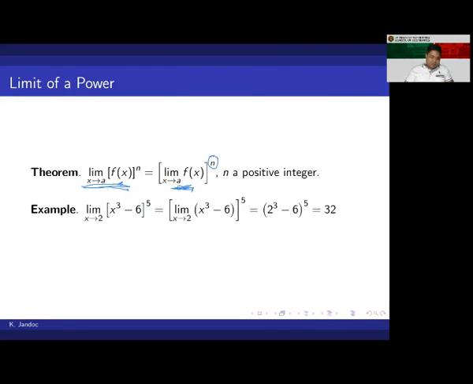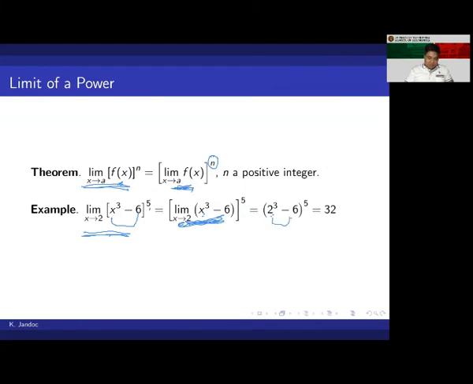So for example, you have this f of x, x cubed minus 6. Okay, so that's the function. And then you raise it to 5, and you get that limit as x approaches 2. What this theorem says is that first, what you can do is just take the limit of f of x as x approaches 2. So what's that limit? Well, as x approaches 2, this approaches 2 cubed minus 6, this approaches 8 minus 6, 2.